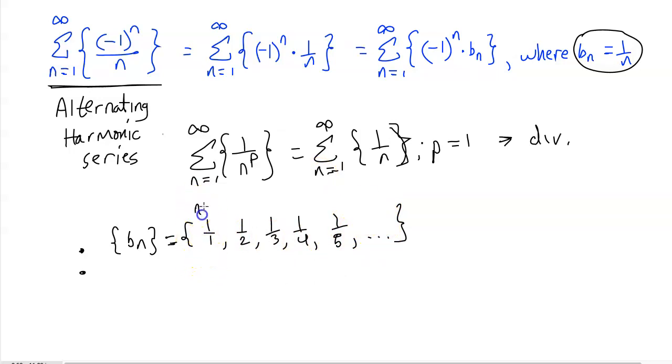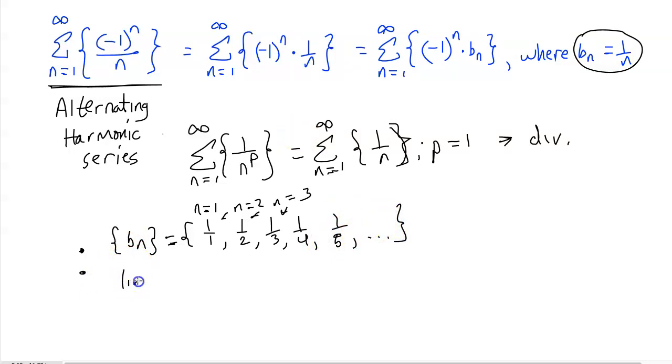So of course, this is when n is equal to 1. This is n is equal to 2. N is equal to 3. So on and so forth. So the more numbers we list, or the higher values we plug in for n, the smaller the actual b sub n number gets. Okay.